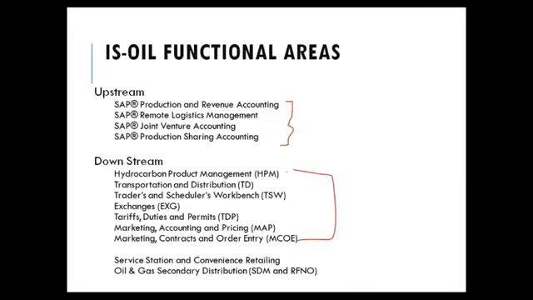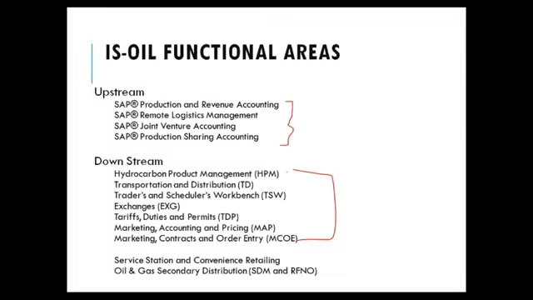Whenever there is a product movement, the volume differs. So that's the reason why hydrocarbon product management is very important for the conversions. From upstream to downstream, the whole supply chain will use this, whether it's a crude material or a refined product.